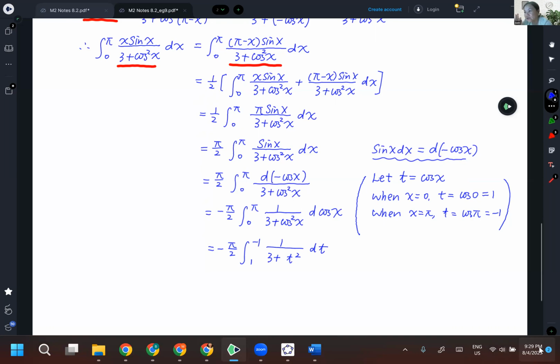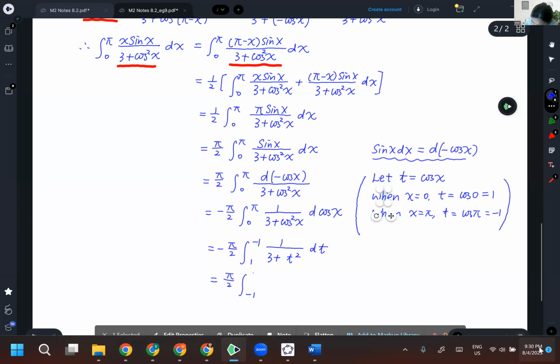Now, if you want to use another variable, then you have to change the lower limit and the upper limit. And for this one, you can simplify a little bit because of the negative sign, you need to swap the lower limit and the upper limit anyway. Is that fine? So that is my first change of variable. It's a lot simpler, huh? But it's much simpler though.